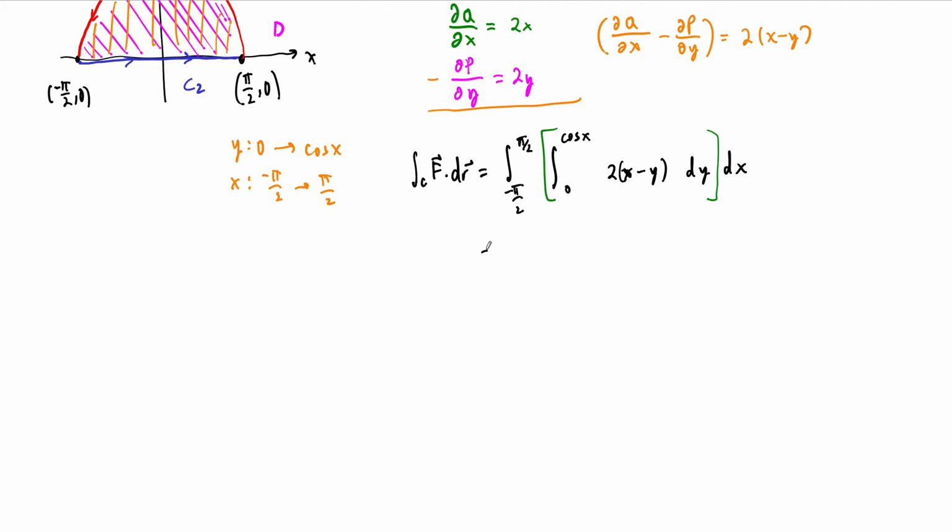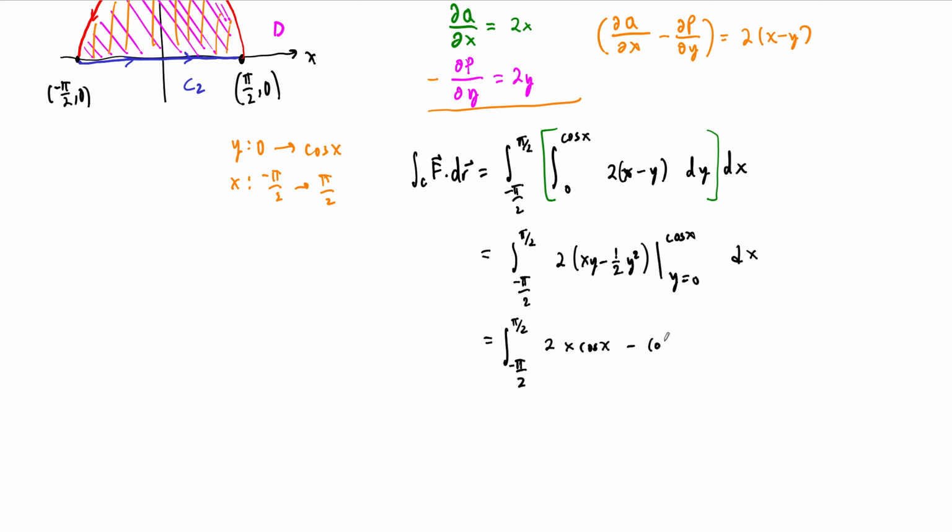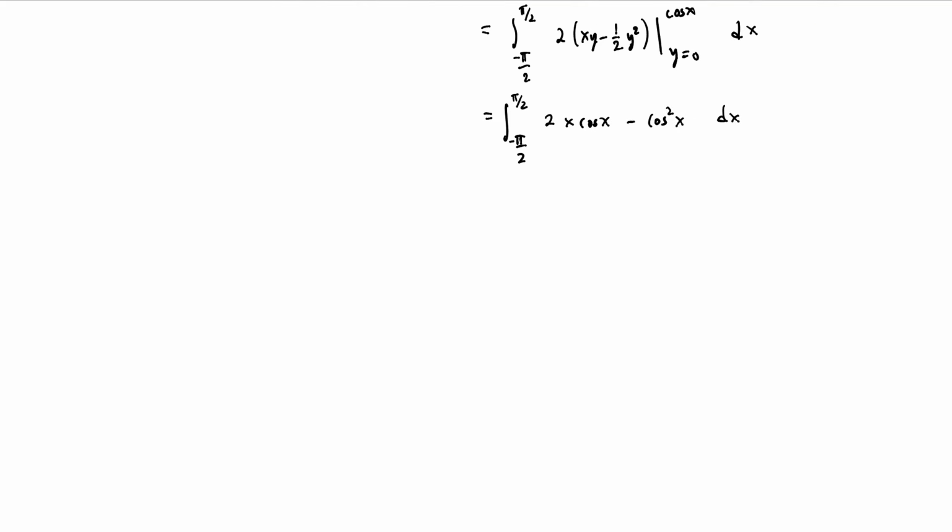So let's just do this quickly. We end up with the integral from negative pi over 2 to pi over 2. This inner integrand, the 2's hanging out, we integrate with respect to y. We get 2xy minus 1/2 y squared, and we're plugging in y equals 0 to cosine of x. When y is 0, it zeroes everything out, so that's nice. And when y is cosine, we're left with some work to do. So the integrand is now going to be 2x cosine x minus 1/2 cosine squared x dx. Okay, and we just have to integrate these two.